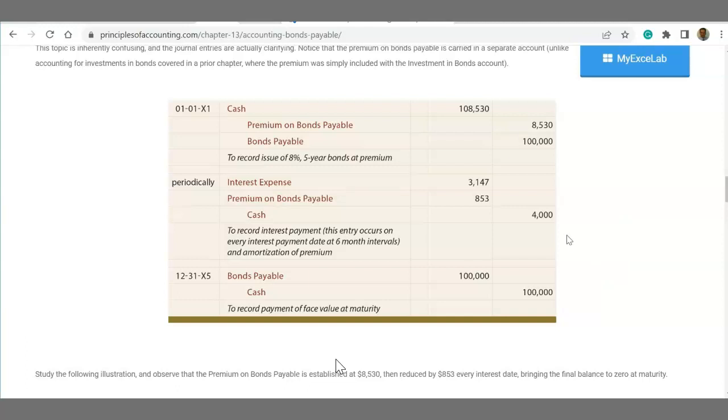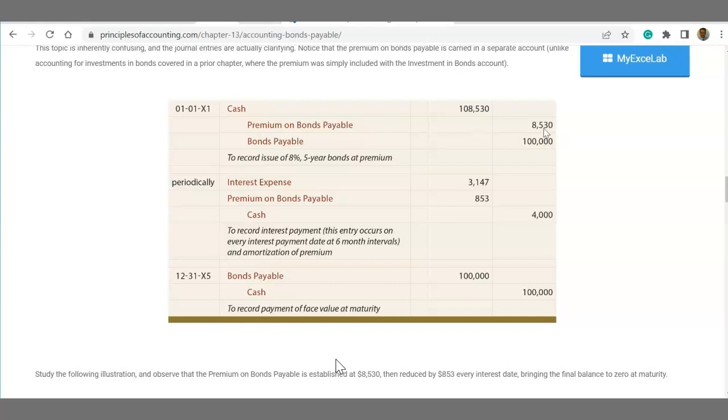No, it's a liability. Let me tell you why it's a liability. Let's say today, right now at 10 a.m., I issue this bond. So you gave me 108,530. I am the corporation and you are the investors. You gave me 108,530, and then I do the journal entry. I record that I owe bonds payable of 100,000, and also at this moment I owe 8,530 because I got extra money from you. So let's say that's 10 a.m.